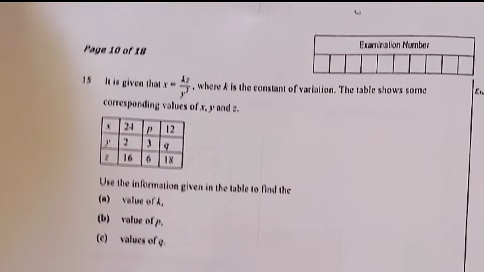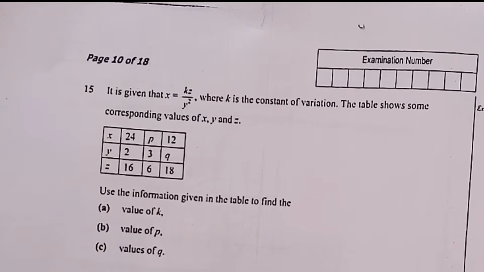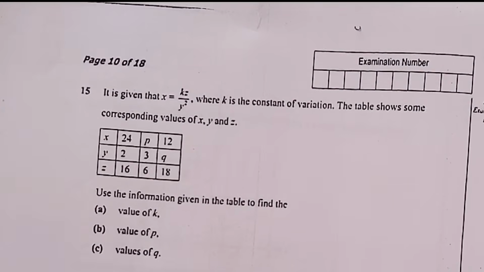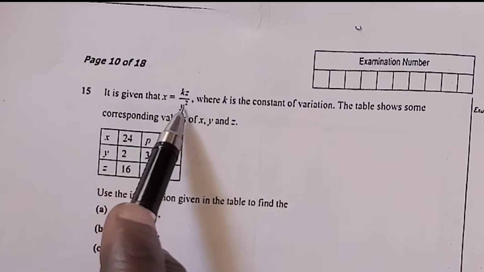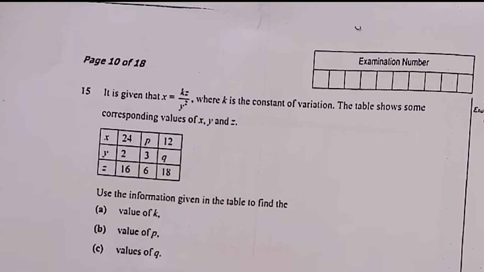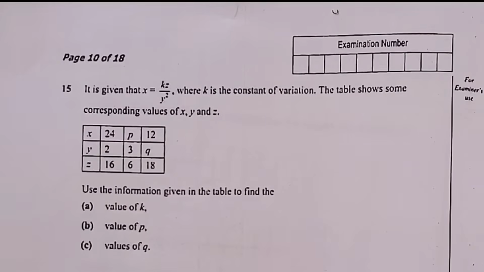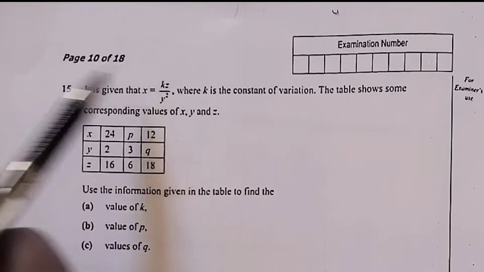Variation. Yes. Variation, and the question says it is given that x is equal to kz over y squared, where k is the constant of variation. The table shows some corresponding values of x, y, and z. This was simple. We've been given the formula.